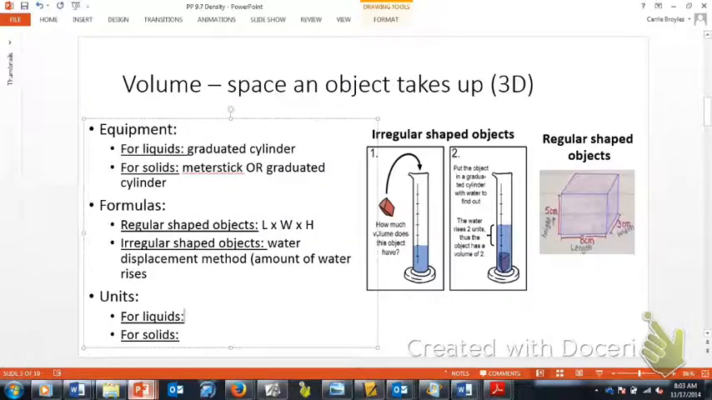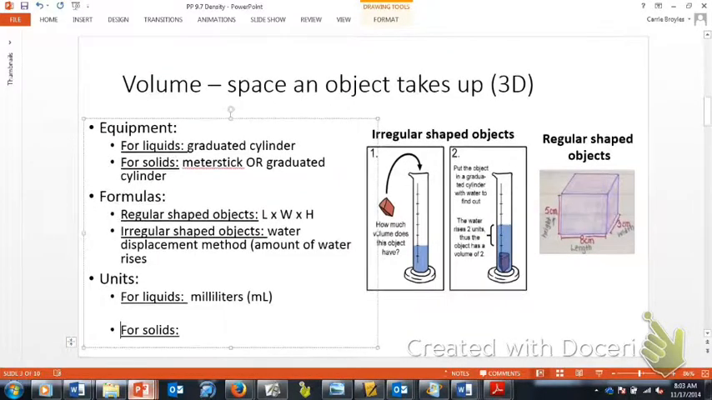Now, looking at the units, this is going to once again depend on whether you're measuring a liquid or a solid. So when we're using a graduated cylinder for a liquid, we will be using milliliters, and the letters that you use for the abbreviation here is little m, big L. And I should say this should be an or statement, because we are not always going to be using milliliters. We are going to be using centimeters cubed, meters cubed, those kinds of things in order to do so.